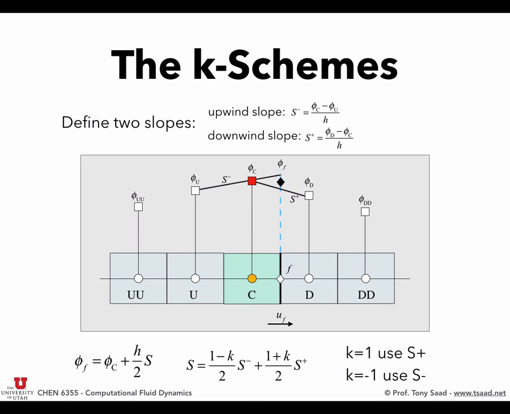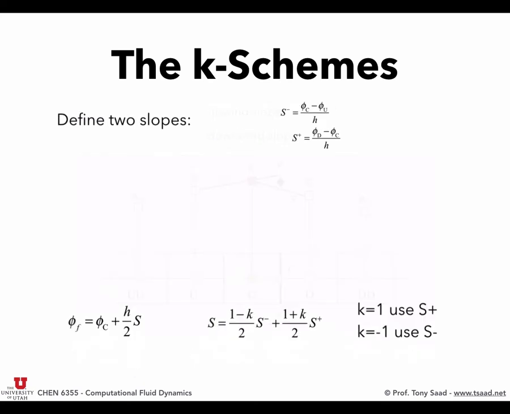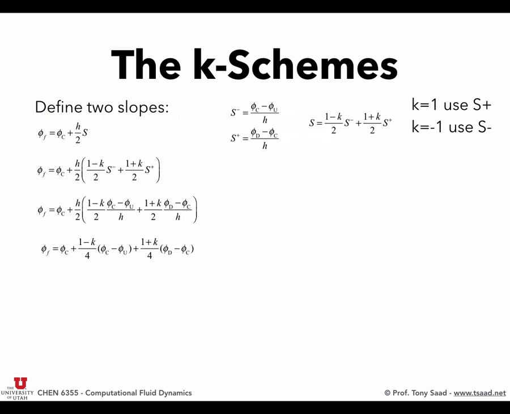When you put these together, something beautiful happens. You put all of this information together. You can calculate the phi value at the face, and in the end, forgetting about i and j, phi at the face is equal to phi upwind plus (1 minus k)/4 times (phi upwind minus phi far upwind), plus (1 plus k)/4 times (phi downwind minus phi upwind). That's it. That's what you're going to implement.